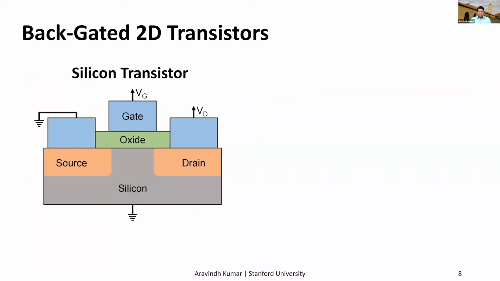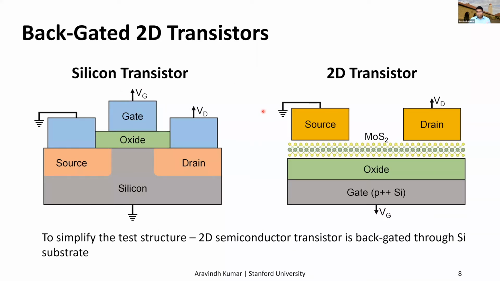So the conventional silicon transistor shown on the left is gated from the top, but in this talk, we would be focusing mainly on these 2D transistors, which are gated from the bottom through the silicon substrate. And we do this to simplify the test structure and to study one problem at a time. This part in the middle is called the channel, and this 2D channel here is just representative. It's not to scale.